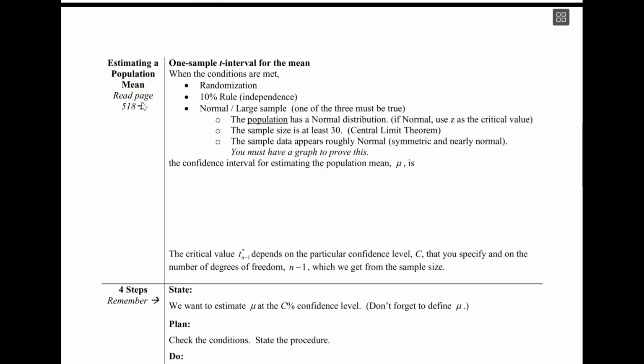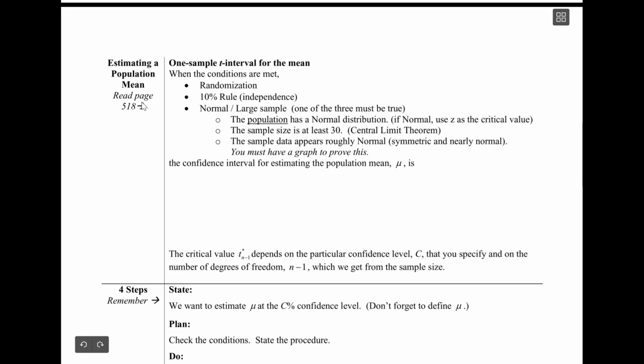All right, let's take a look at the new conditions that need to be met for a one sample t interval for the mean. Our conditions, first two, always the same. Randomization, you got to check either it says it is or you can reasonably assume that it is. 10% rule is independence. Remember, that's also the rule that allows us to go ahead and calculate our standard error. Normal, large sample, it has to meet one of these three.